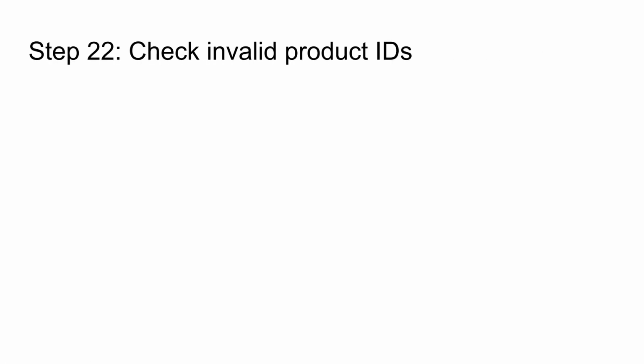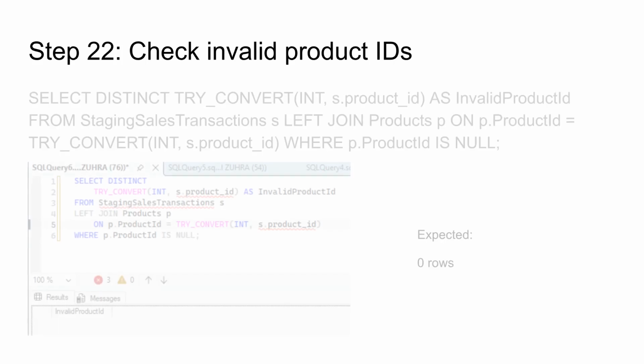Finally, in Step 22, perform a similar validation for product IDs. By joining with your products table, you can confirm that every product mentioned in the sales transactions exists, with an expectation of 0 invalid rows.